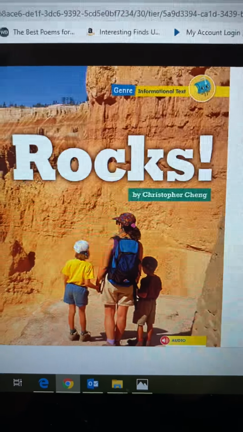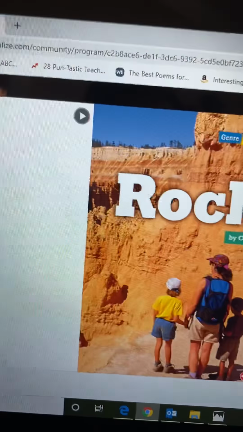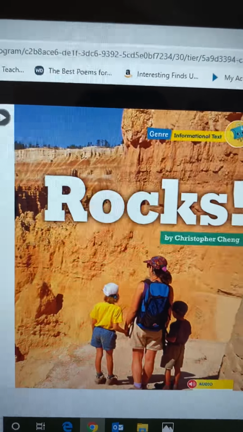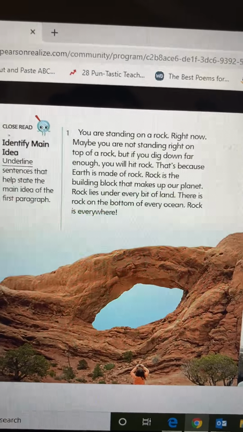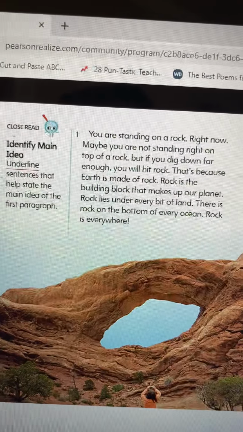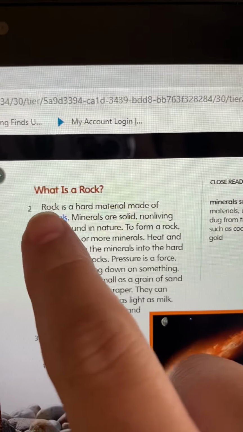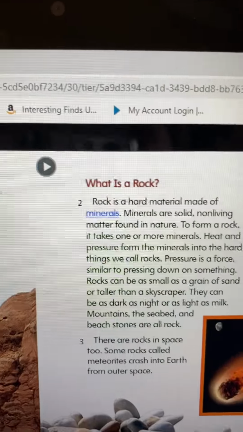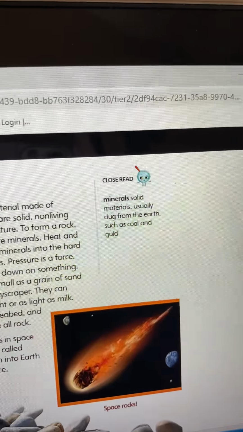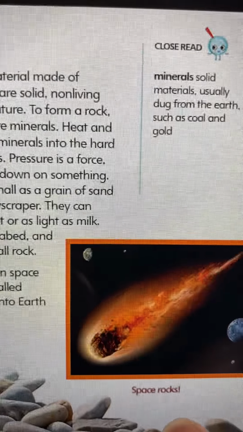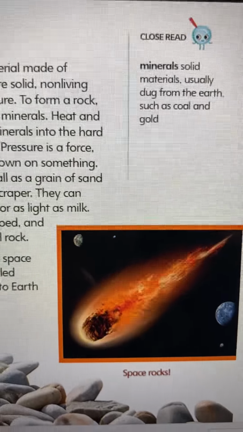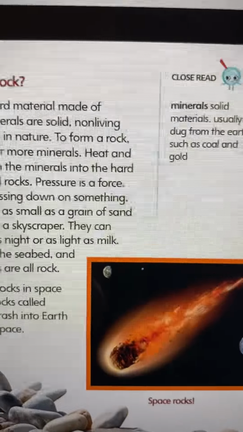You have Rocks. This is by Christopher Chang. And it looks like this. This is your front cover. When you go into each page, you are going to see this informational text. It has real life pictures. Okay, it's going to give you those headings there. It's going to have your vocabulary words. And then, of course, it will always give you the definition there on the side. Here is a picture, a graphic, and then look, it has that label right under there. So labels will always tell you what the picture is showing you.